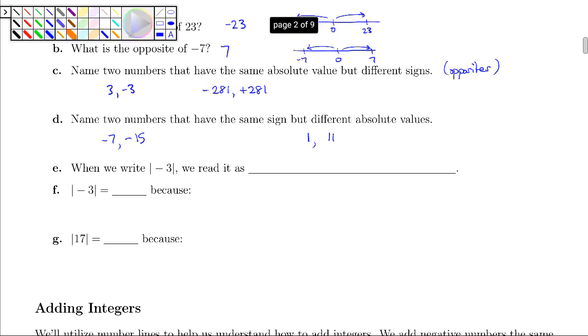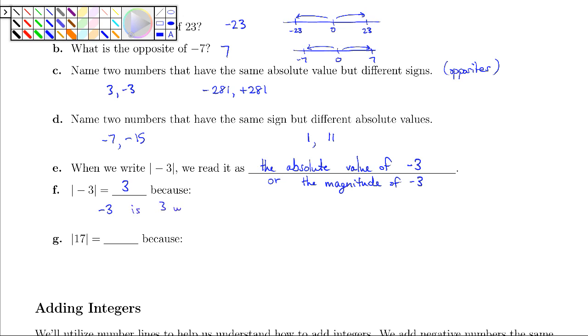Okay, so when we write this notation, this is read as the absolute value of negative 3. Or as the size or magnitude. Okay, so take a minute. What is the absolute value of negative 3? It is 3, and why is that? So the magnitude is how big the number is, or you can also think of this as how far that number is away from 0 on the number line. So we can write 3 because negative 3 is 3 units from 0 on the number line.